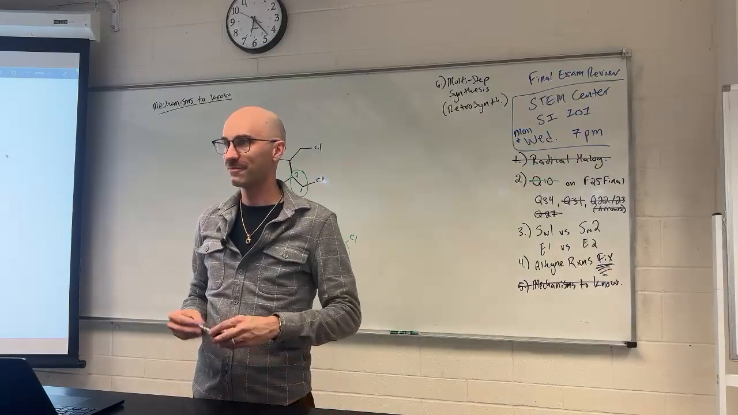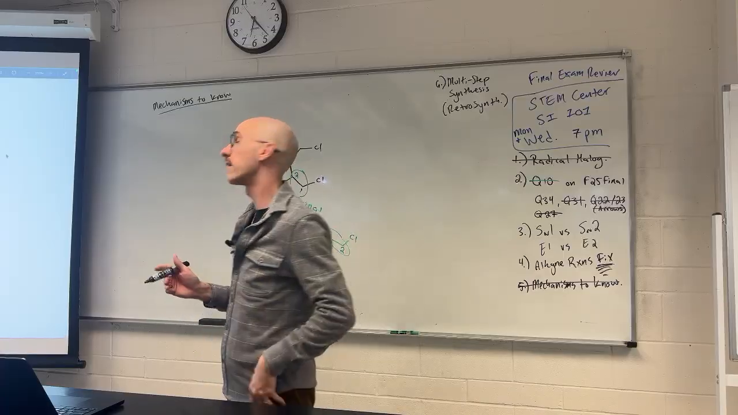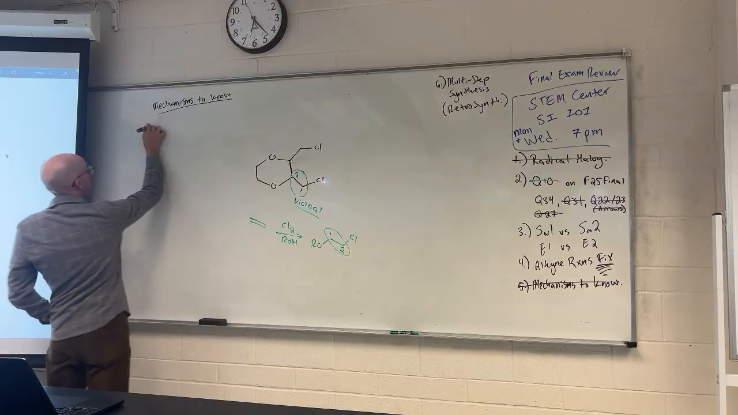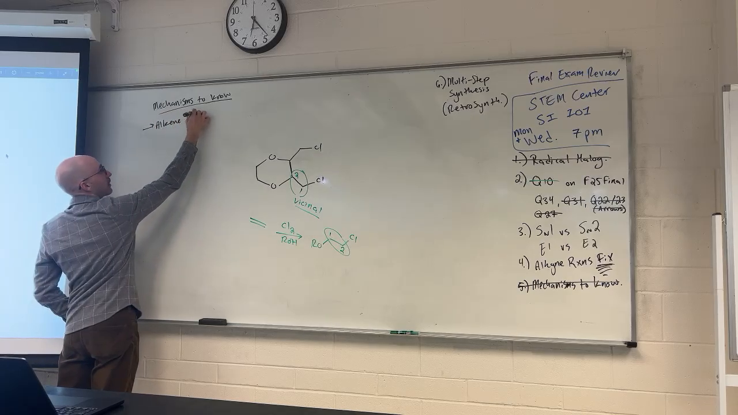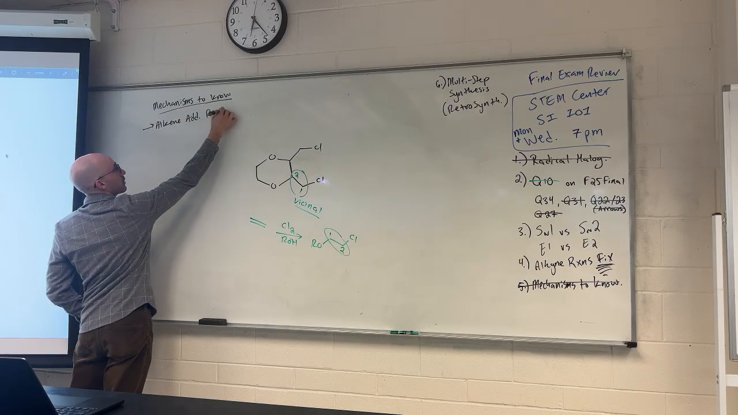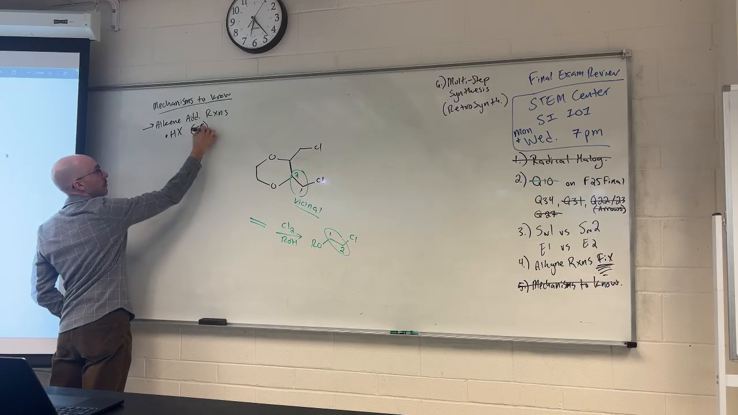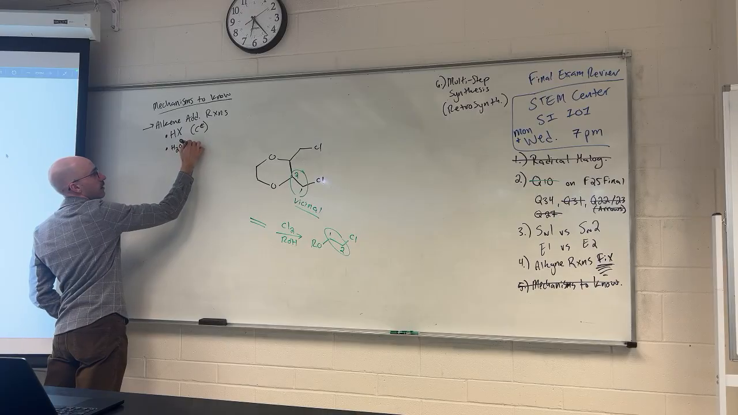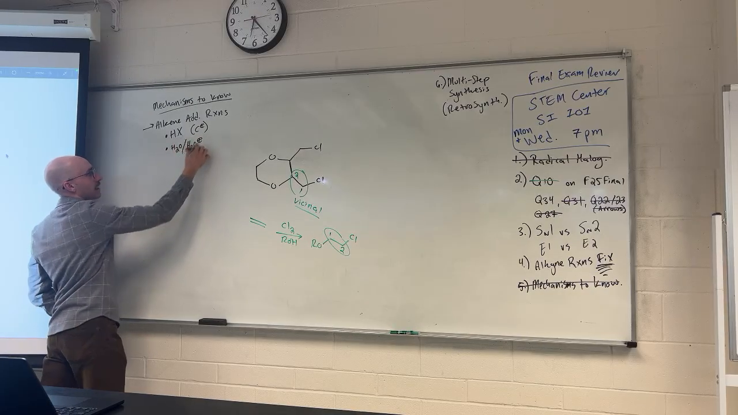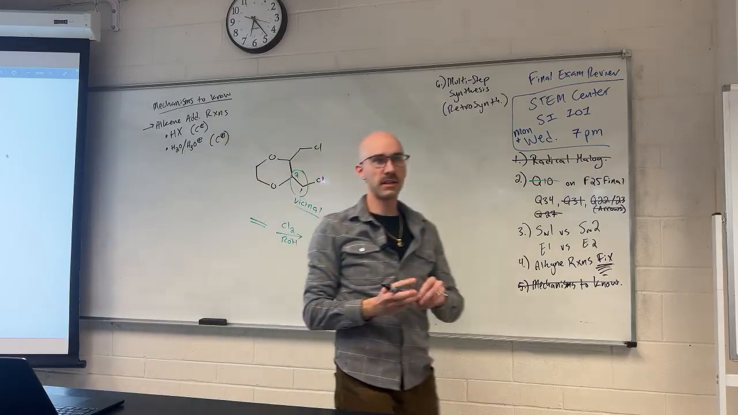So you'll have mechanisms from Unit 4 and Unit 5. From Unit 4, there are a selection of alkene addition reactions. HX addition, keep in mind it has a carbocation intermediate. And acid catalyzed hydration, which has a carbocation intermediate.